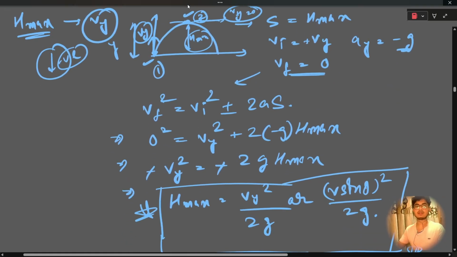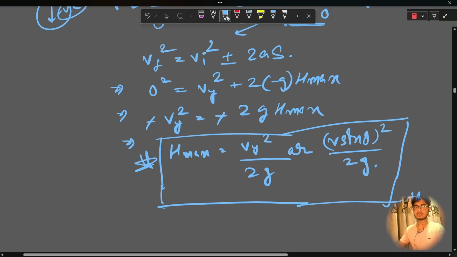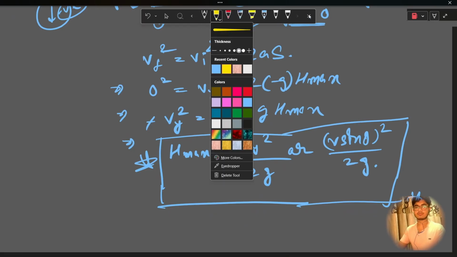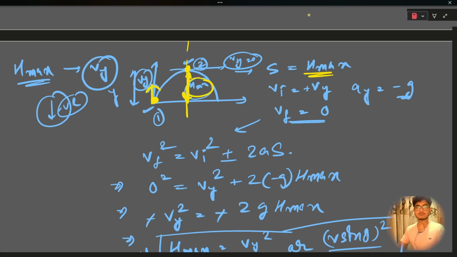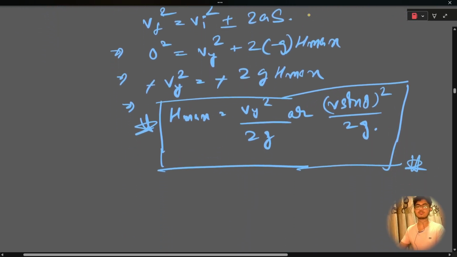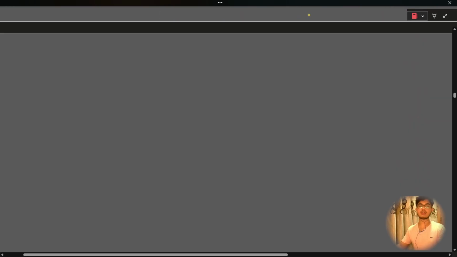Basically, just take the journey up to here. This is the initial point, this is the final point. The displacement is h max. The initial velocity is Vy, obviously, and the final vertical velocity equal to 0. The horizontal velocity is obviously present, but since we're looking at the y-axis, we have to forget about the x-axis. So just put it here and solve, you'll get this. Now the range.